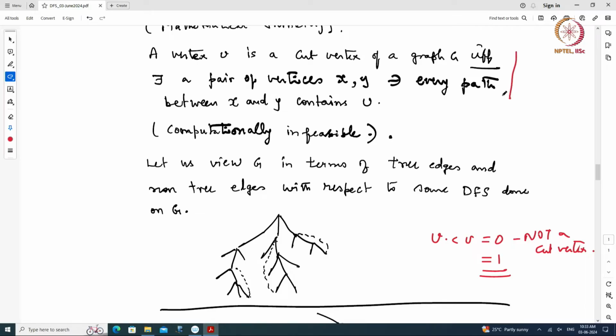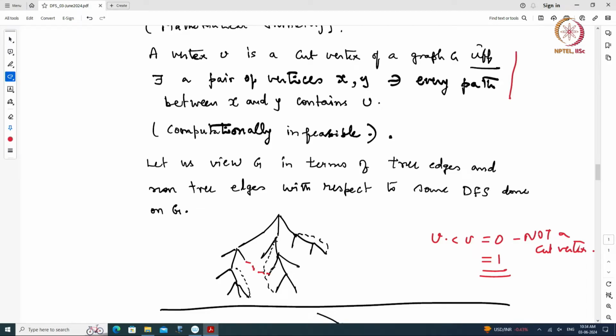So, let us view G in terms of tree edges and non-tree edges. You perform a DFS, and with respect to a DFS you will have tree edges and non-tree edges. All non-tree edges are called back edges because they take you from a descendant to an ancestor. So, it will be like this. There will not be a non-tree edge like this. There will not be a non-tree edge like I have marked in red.